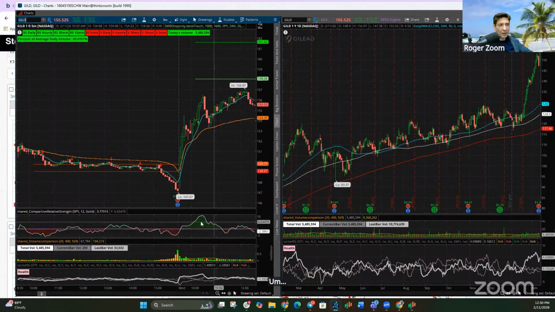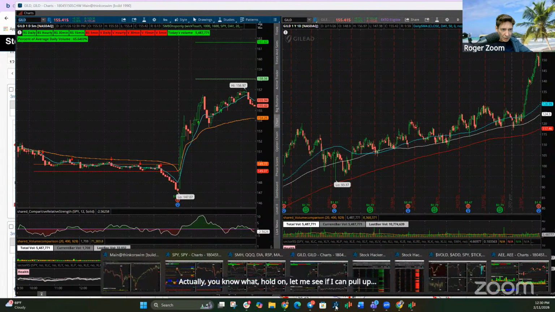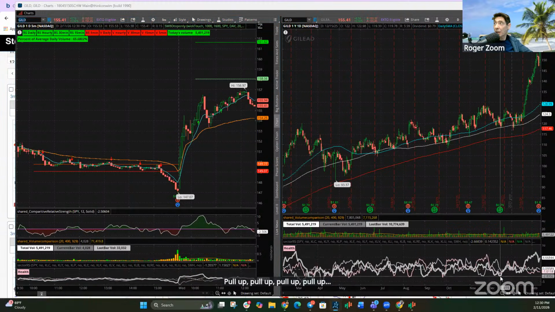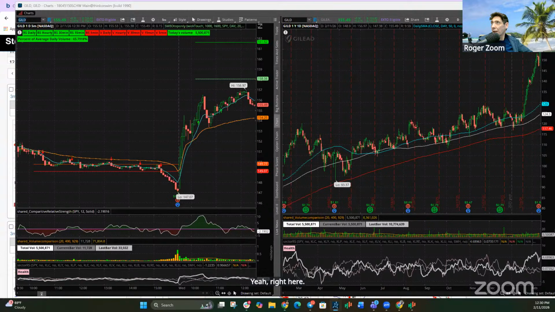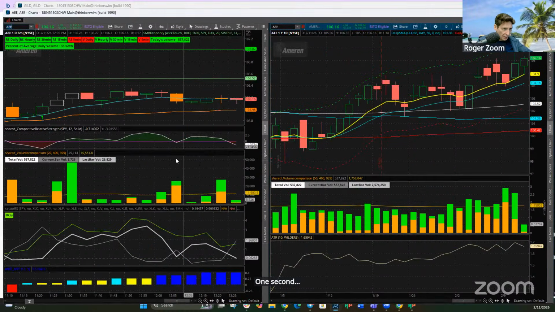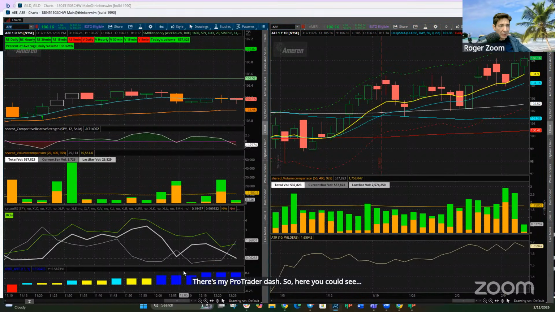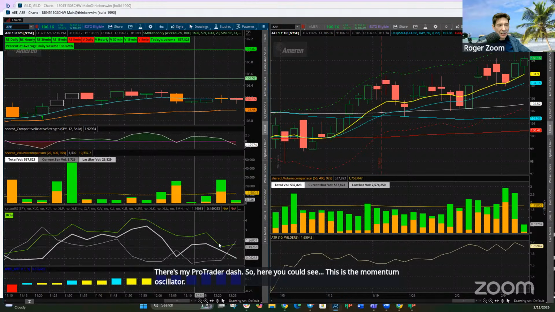Here is relative strength right here. Actually, you know what? Hold on. Let me see if I could pull up. Yeah, right here. One second. There's my Pro Trader dash. So here you could see this is the momentum oscillator. This is sectors. So this is really interesting. I want to talk a little bit about this.